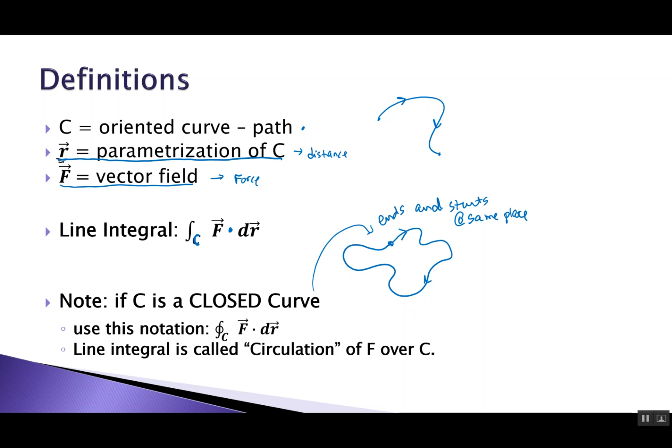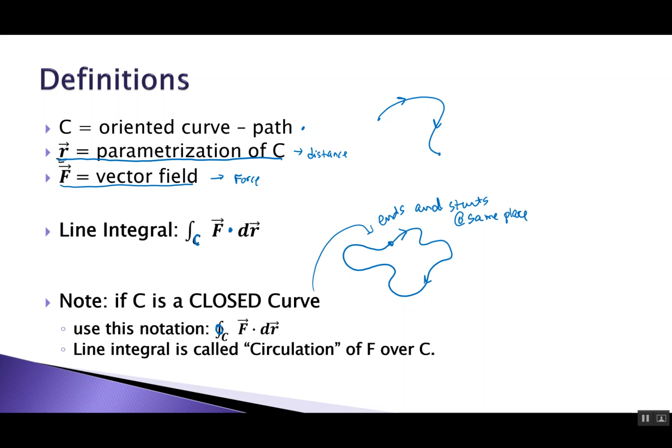If you have a closed curve, sometimes they put a little circle on here. They don't need to, but if you see that little circle, that's all it's telling you: you have added information that on your line integral, the curve happens to be a closed curve. And then some people call this the circulation of f over c.